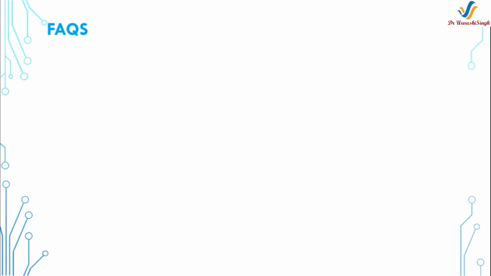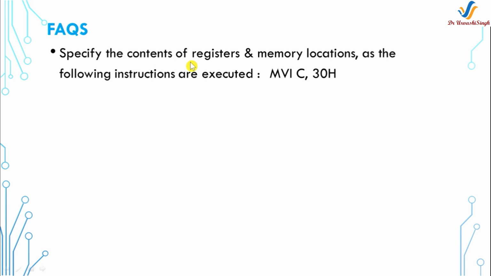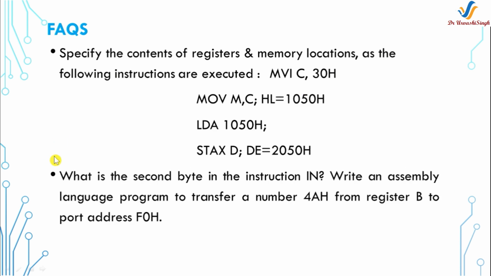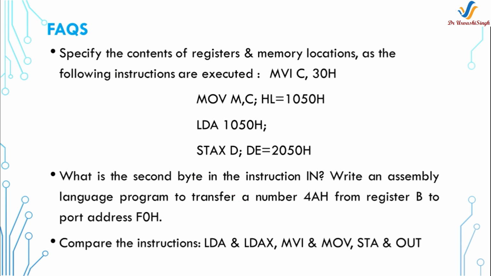Let's see the frequently asked questions from the topic. Specify the contents of registers and memory locations as the following instructions are executed. So this is just an example. Instructions may vary. Next is, what is the second byte in the IN instruction? It is the 8-bit port address of the input port. Write an assembly language program to transfer a number from register B to port address F0 hex. You can write it using all the data transfer instructions. And the third one is comparison of the instructions.